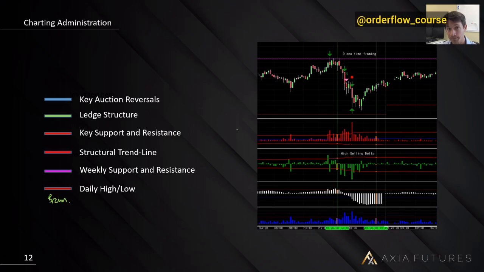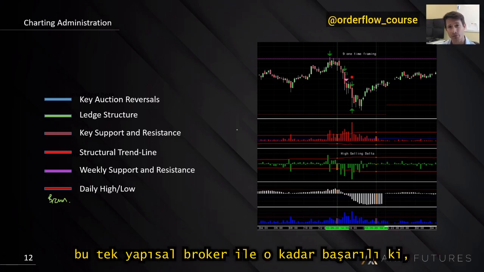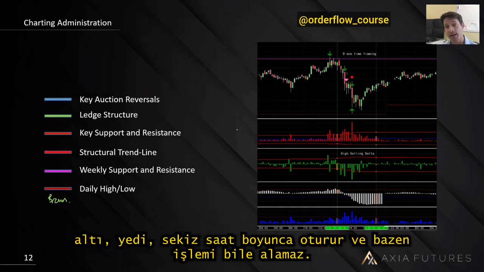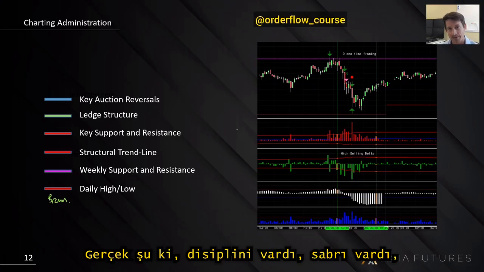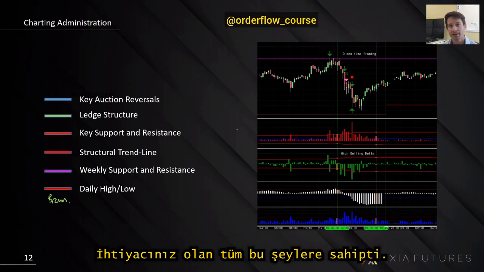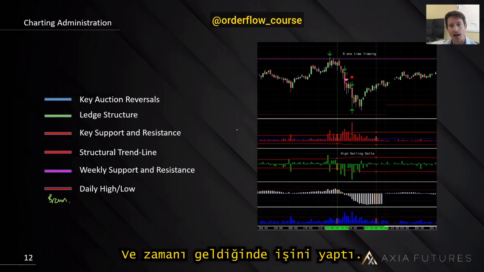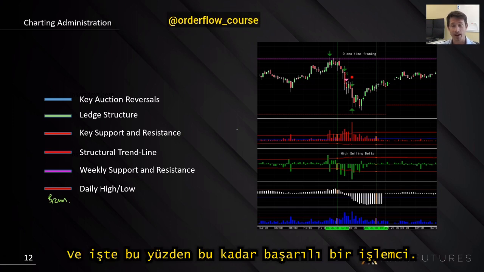In the morning. This trader that I'm specifically talking about is so successful that with this one structural breakout, he would sit up for 6, 7, 8 hours and sometimes not even get the trade. The reality is he had the discipline, the patience, the consistency, all of the things you need, and when the time came, he did his job. He simply executed the plan. And that's why he's such a successful trader.